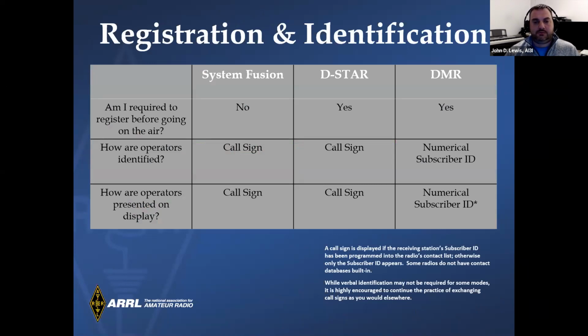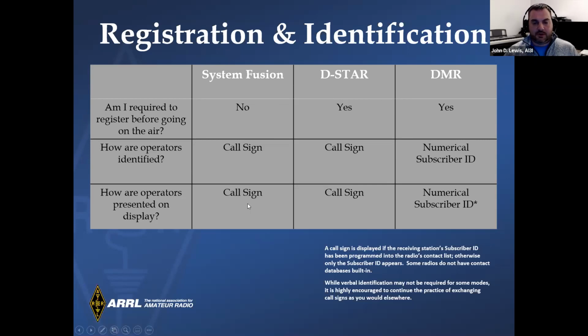Okay, so we kind of glossed over this, at least for Fusion. Some of these modes require that you sign up and enter your call sign or get a particular ID in order to use the network. Part of that is for security purposes. Part of that is the way the protocol is built. For example, System Fusion, again, very easy. You can buy a Yaesu radio, get it out of the box, set it up, just the radio itself. No other setup or registration is necessary.